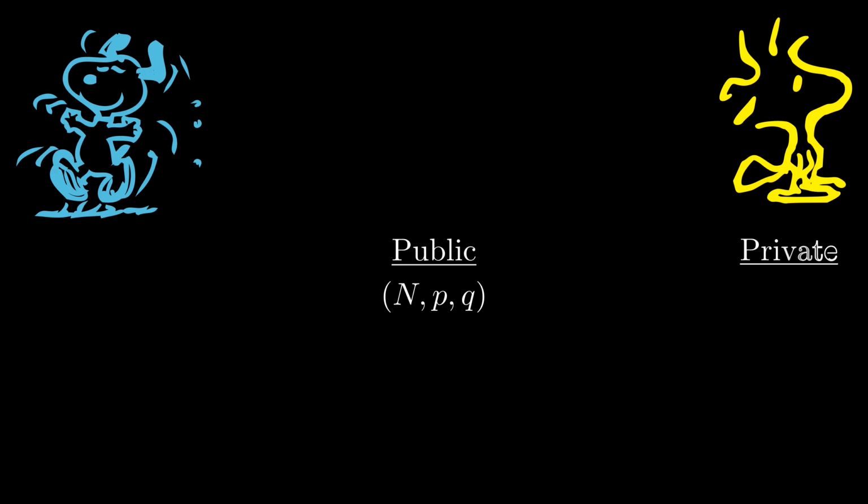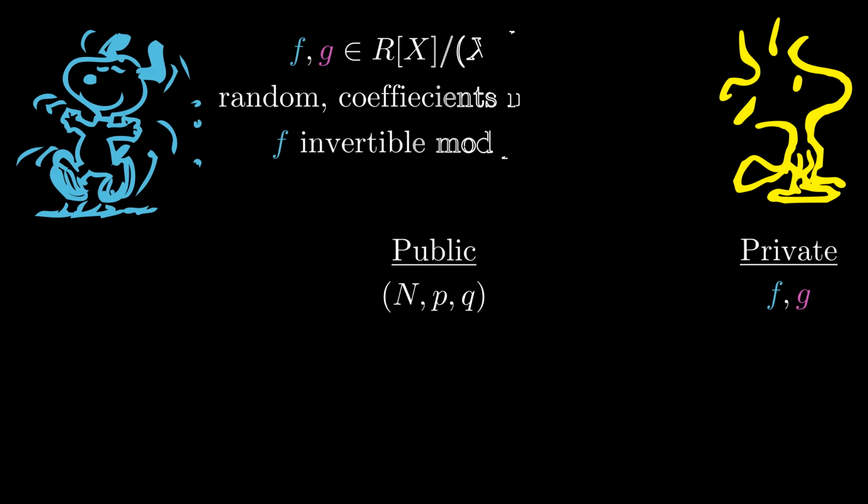Woodstock also retains pieces of private information that he will use to construct both the public and private keys. The first pieces of this private information are polynomials f and g that Woodstock generates at random. f and g live in the ring R, adjoin x, mod x to the n minus 1. However, instead of the usual multiplication of polynomials, in this ring we use convolution. But we're not going to get too hung up on that for this presentation because we're not getting too lost in the weeds of actually calculating these.